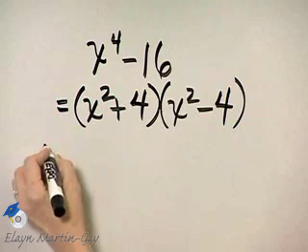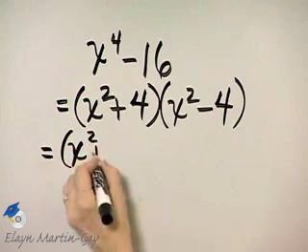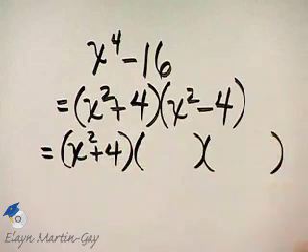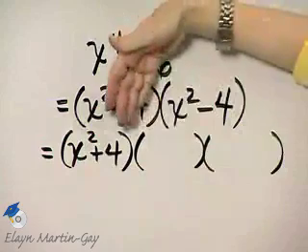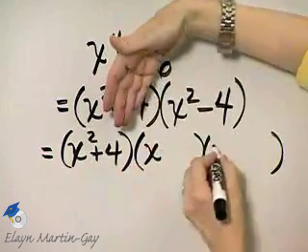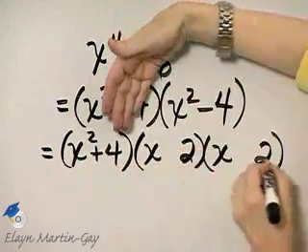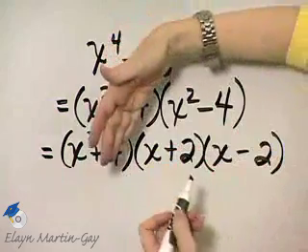So let's continue. I will simply rewrite x squared plus 4, and then I'm saying that this second factor all by itself is the difference of two squares. So how does this factor? Well, x times x gives me x squared, and then I have 2 times 2 for 4, and a plus and a minus.